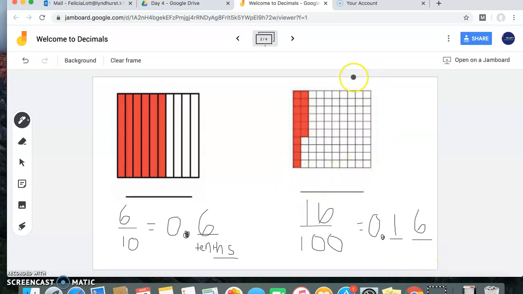Now you could choose to represent this picture either way. If they ask for fraction notation, you represent it like this. If they ask for decimal notation, you represent it like this. They are both correct answers.